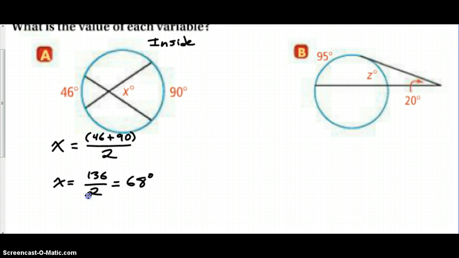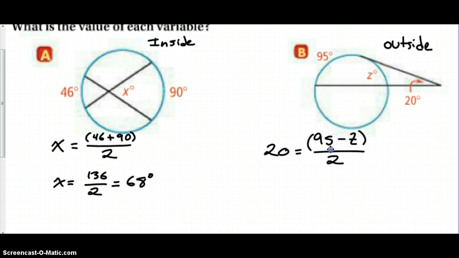If we take a look at example B, now they're telling me the measure of the angle, but I want to figure out one of the arcs. It is made by two lines that intersect outside the circle, so this is an outside situation. Since the measure of the angle is 20 degrees, I can set it equal to the relationship. So I know that 20 degrees is equal to, we'll always take the larger arc, which is the 95, and we subtract the smaller arc, and we divide it by 2. We're still just going to do some straight up algebra with it, so I'm going to multiply by 2 on both sides to cancel out the 2.